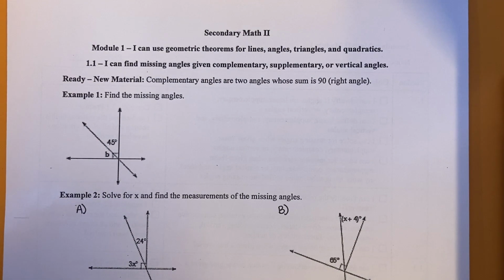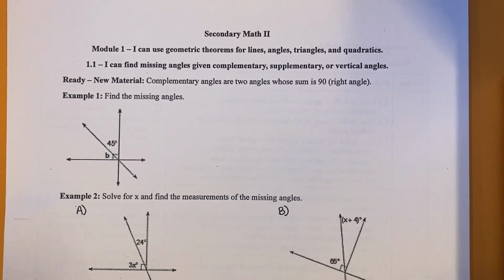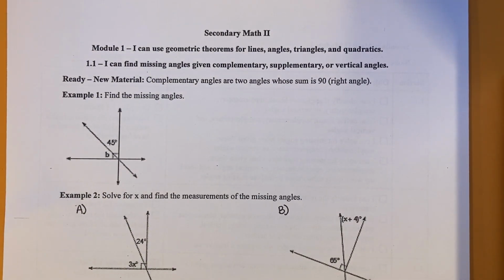For section 1.1, our goal is to be able to find missing angles given complementary, supplementary, or vertical angles. Throughout this lesson, there are other strategies and techniques you may use to solve for missing angles or to solve for the variable x. Don't feel like you have to do it this way on your practice problems.